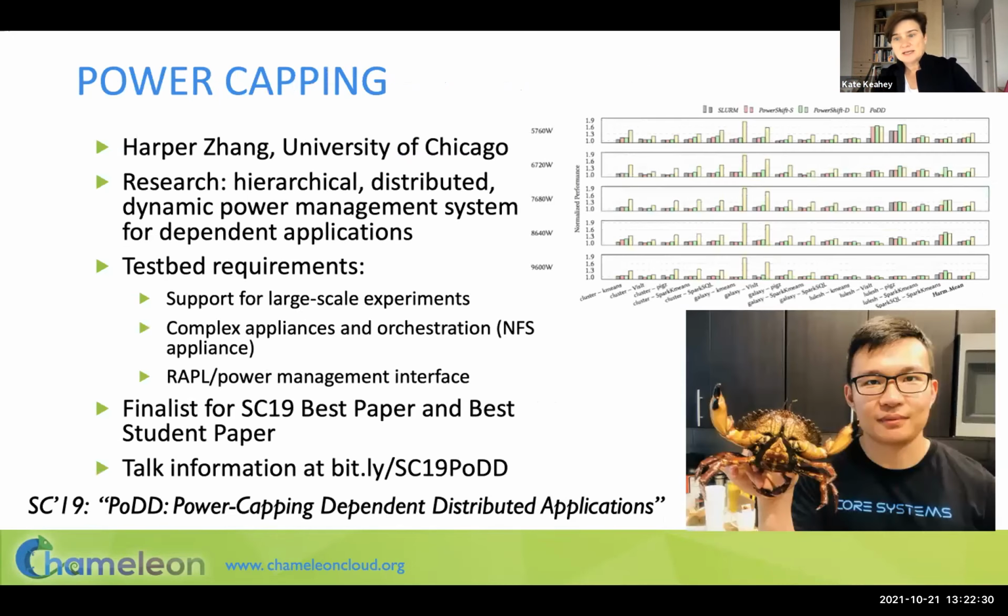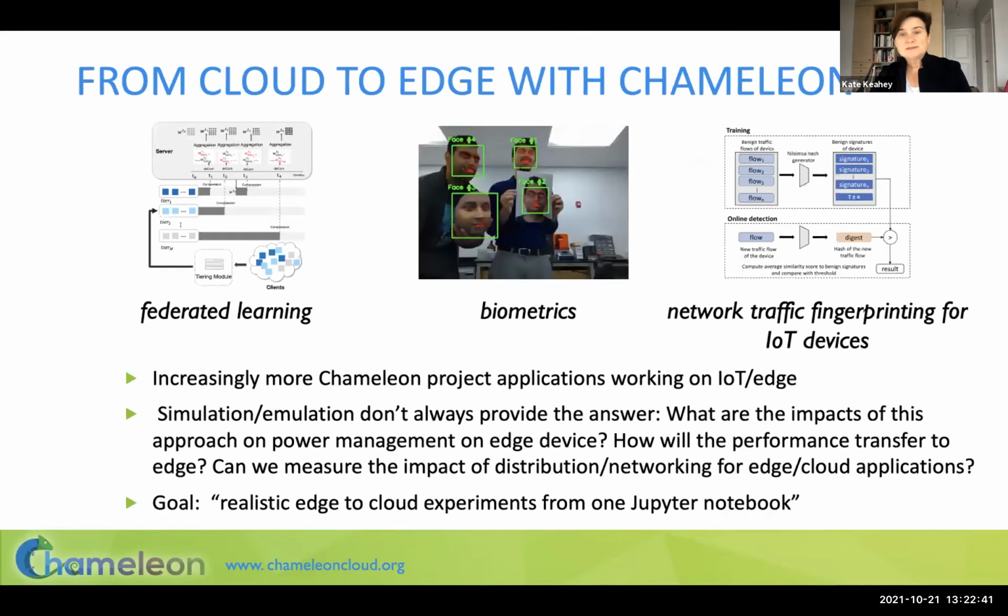Power capping, an experiment from a University of Chicago student who was a finalist for the Supercomputing 19 student paper. And last but not least, I just put a few examples of user research on one slide, because these days we have a blog, and every month we interview one of our users, right? And they tell us about their project. All these 3 experiments here you can find on our blog. You can find out more about them. But the point I'm trying to make here is that increasingly our users started looking at edge technologies and IoT.